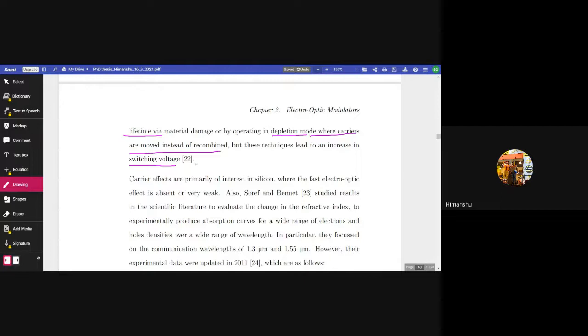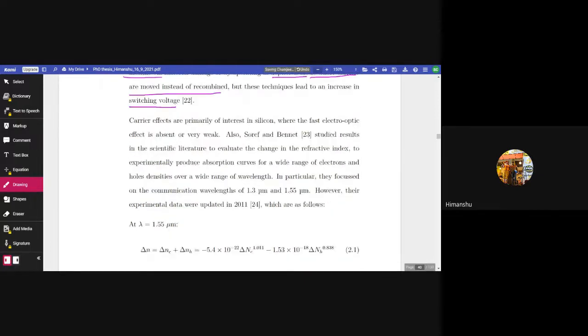Reference number 22. Carrier effects are primarily of interest in silicon, where the fast electro-optic effect is absent or very weak. Also, Soref and Bennett, reference number 23, studied results in the scientific literature to evaluate the change in the refractive index to experimentally produce absorption curves for a wide range of electron and hole densities over a wide range of wavelengths. In particular, they focus on the communication wavelengths of 1.3 micrometer and 1.55 micrometer. However, their experimental data were updated in 2011, reference number 24, which are as follows.